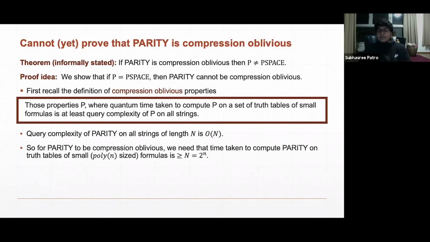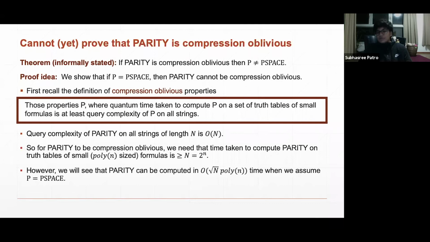So for parity to be compression oblivious, we need that the time taken to compute parity on this small set of n-bit strings is at least n. But we will show that if we assume P equals PSPACE, we can actually compute parity in such a setting in significantly less time, that is, order root n times poly n time.